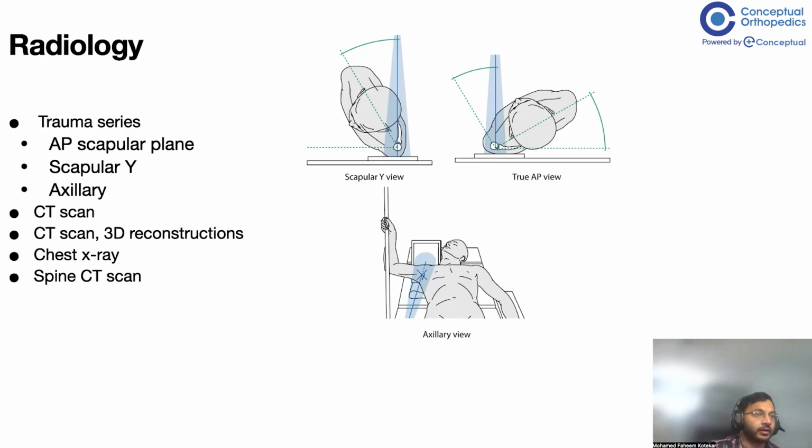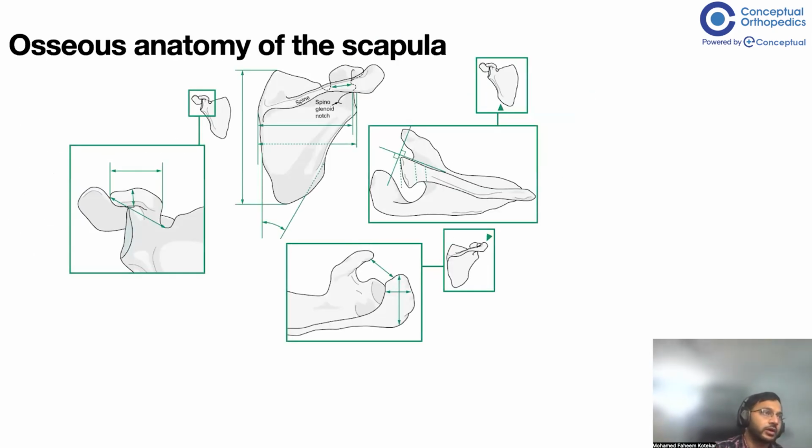So talking a little bit about the anatomy. We have the articular process as well as the processes of the scapula. We have two processes, that is the acromial process as well as the coracoid process.